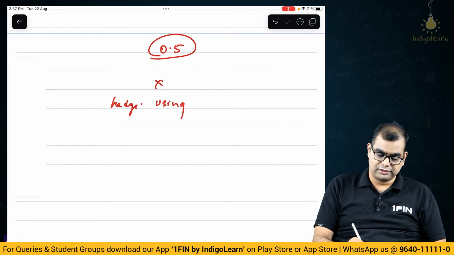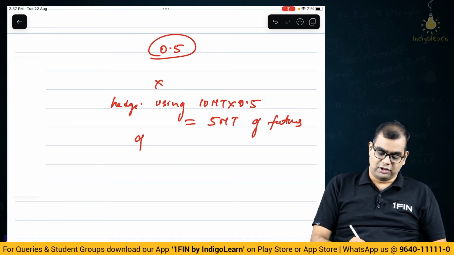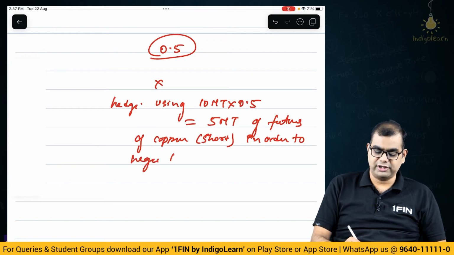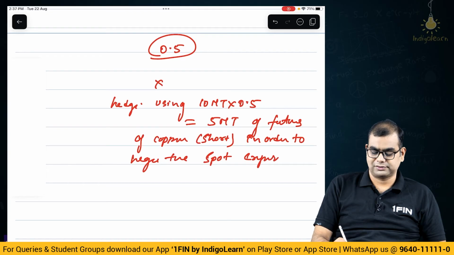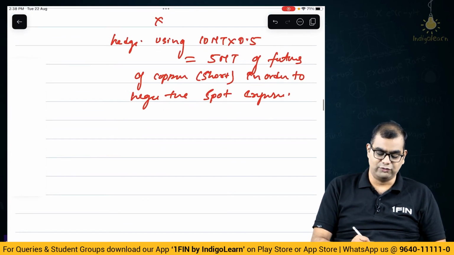Okay, so what you should do is hedge using 10 MT into 0.5, that is equal to 5 MT of futures of copper, short, in order to hedge the spot exposure. So, one thing you have to note, friends, don't get confused with this 0.5. I will tell you why.